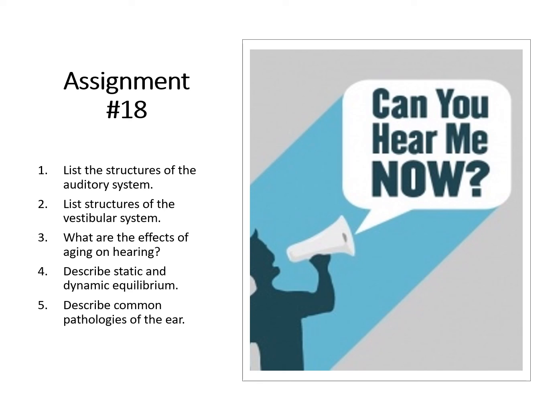Okay, so we have reached the end of today's lecture, and for assignment number 18, I'd like for you to list the structures of the auditory system. Also, please list the structures of the vestibular system. What are the effects of aging on hearing? Describe static and dynamic equilibrium, and describe the common pathologies of the ear. Now, this assignment is due this coming Sunday at 11:55 p.m.